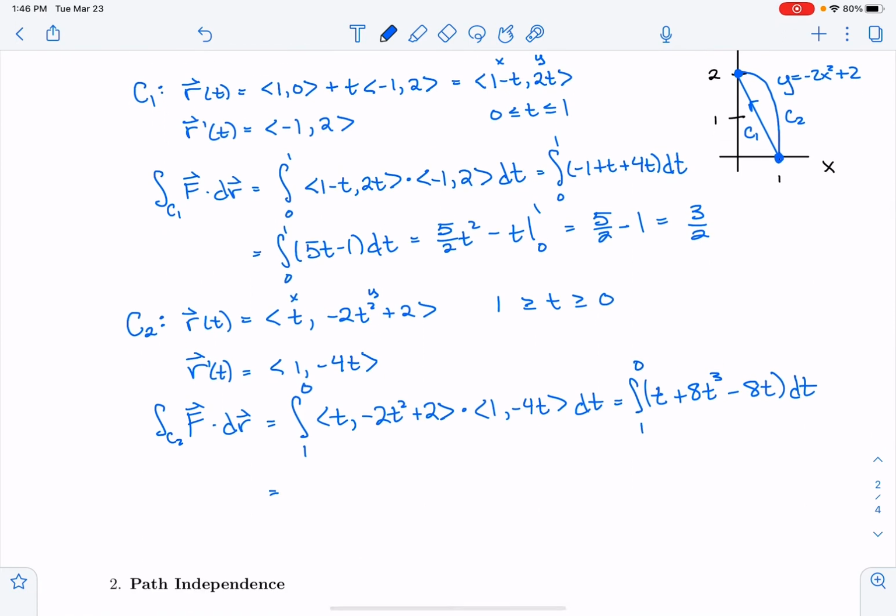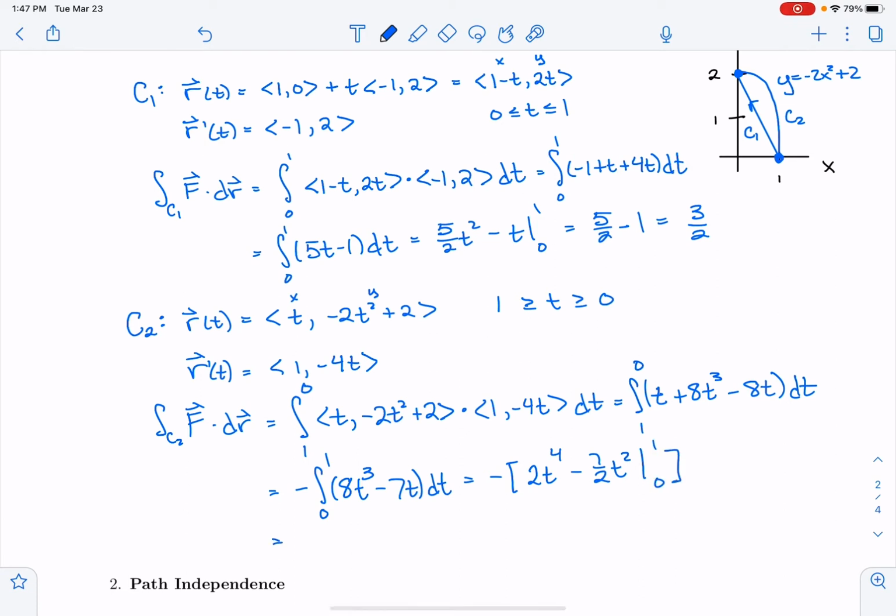Okay, so I don't like integrals that go from a larger number to a smaller number, so I'm going to rewrite this as minus the integral from 0 to 1. And then we're going to be integrating 8t cubed minus 7t dt. So we need to find antiderivatives. So this will be minus, and this will be a 4t squared. Actually, take that back. This will be a 2t to the 4th. And then minus 7 halves t squared, evaluated between 0 and 1.